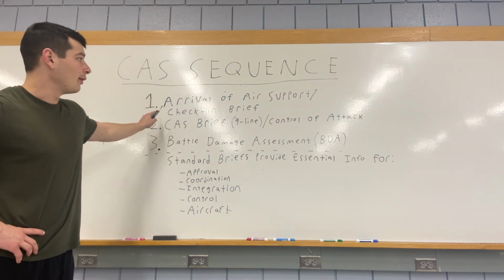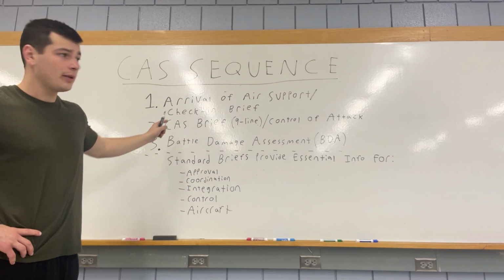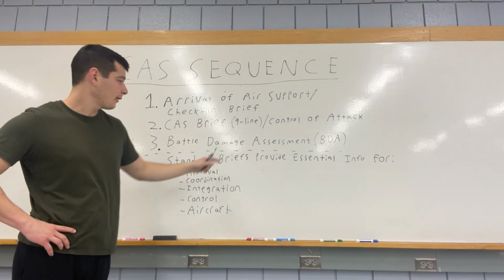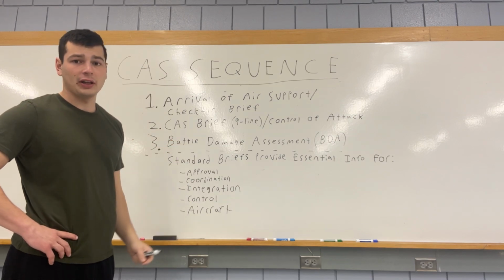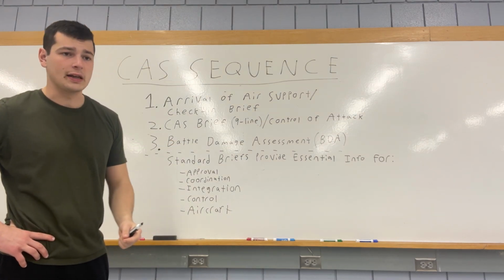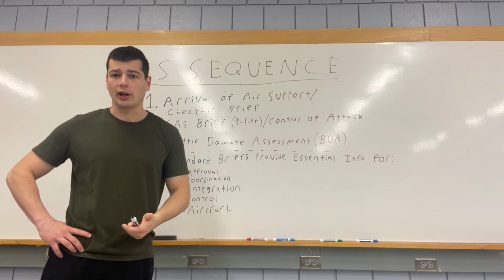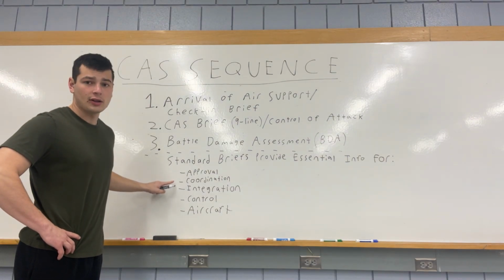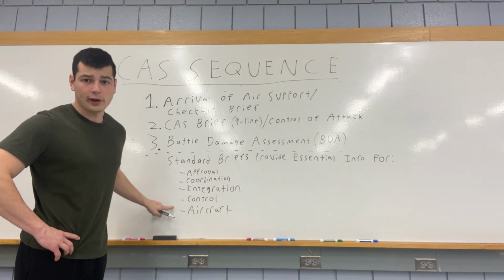Any request for close air support is going to follow a predictable sequence. Step 1 being the arrival of the air support and your check-in brief. Step 2 being your CAS brief, or your 9-line and control of attack. And step 3 being your battle damage assessment, otherwise known as your BDA. The reason for these standardized briefs is they provide essential info for approval, coordination, integration, control, and for the aircraft.